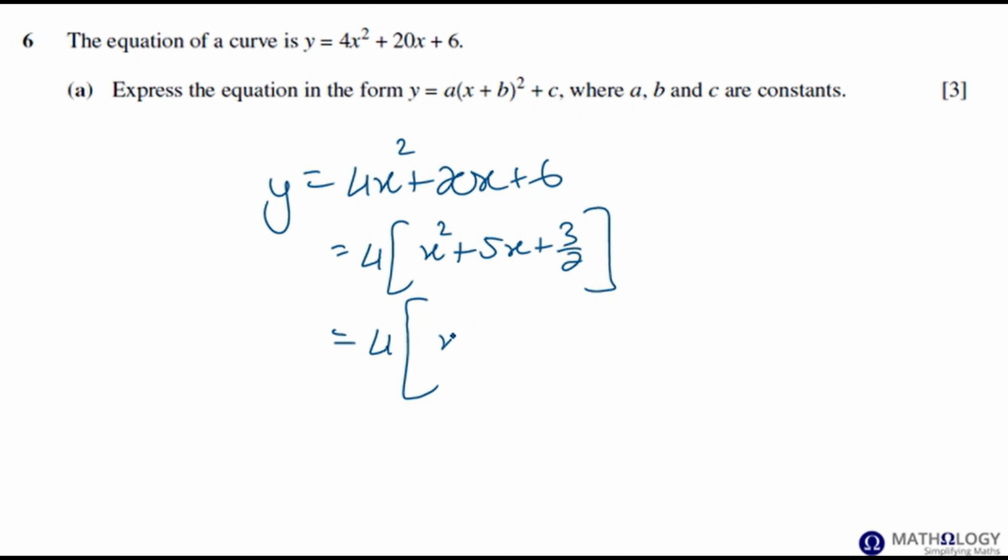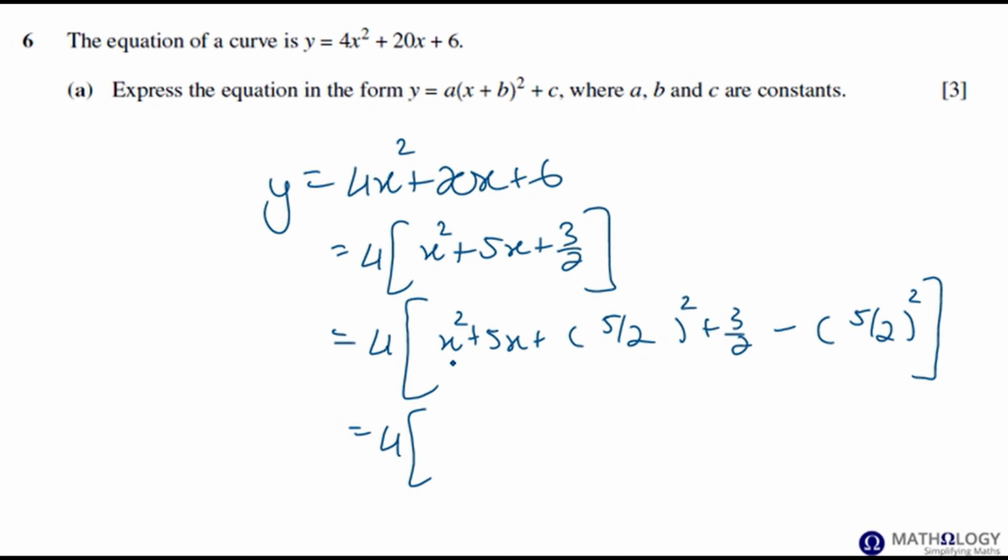Equals 4 times x squared plus 5x. We now add a bracket squared plus 3 over 2, and then subtract that same bracket squared. Inside the bracket is half the coefficient of x, so half of 5 is 5 over 2.